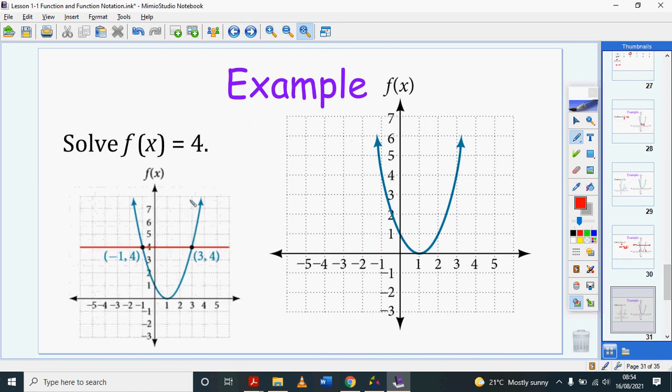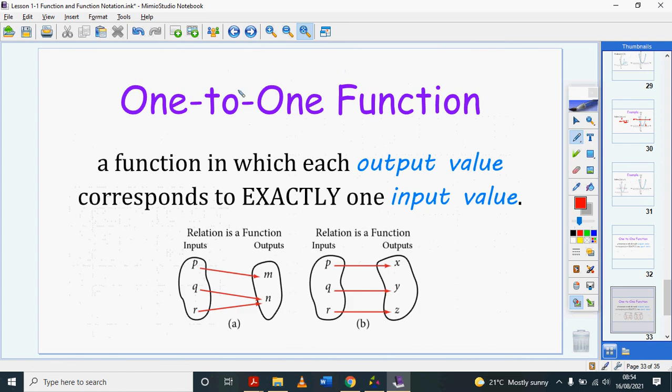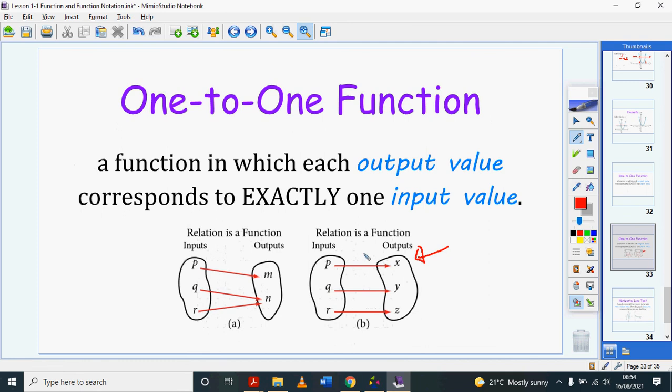A one-to-one function is a function in which each output corresponds to exactly one input value. We talked about that. Each output corresponds to exactly one input value. That's a one-to-one function, right? So this right here is a one-to-one function. The one to your right is a one-to-one function. This is not a one-to-one function because this output corresponds to two inputs. So that's not a one-to-one function.